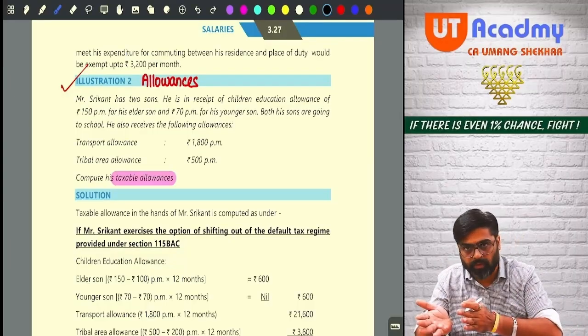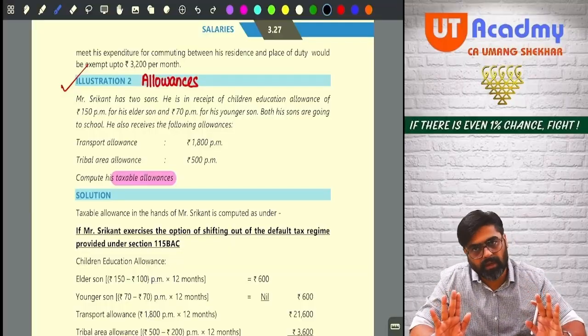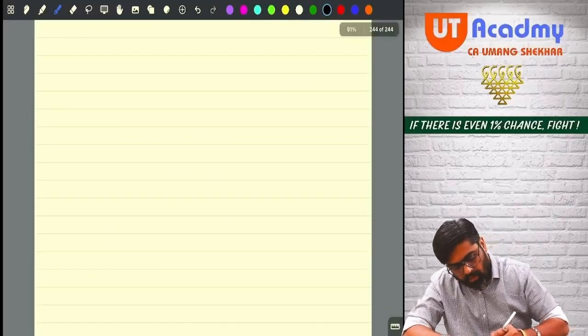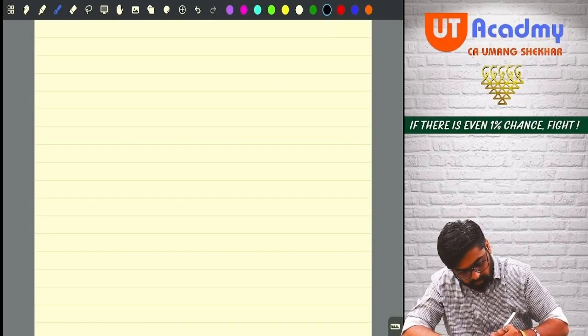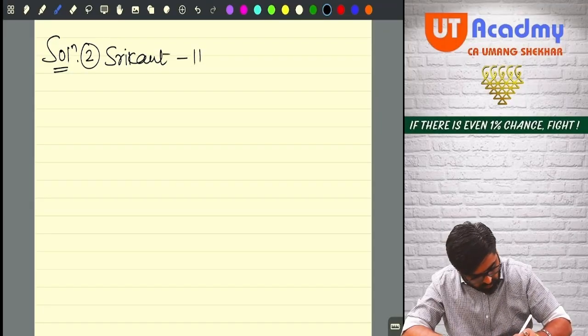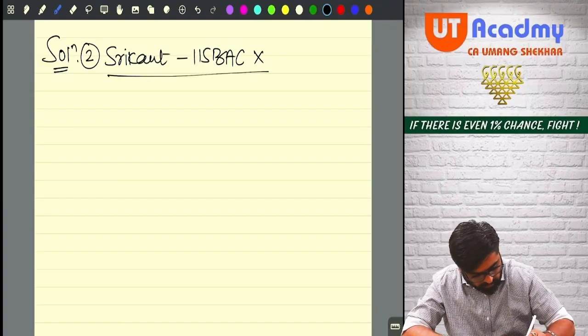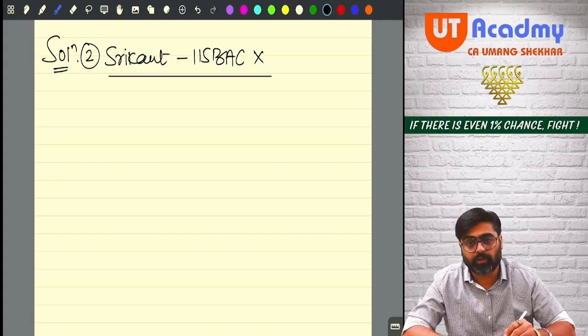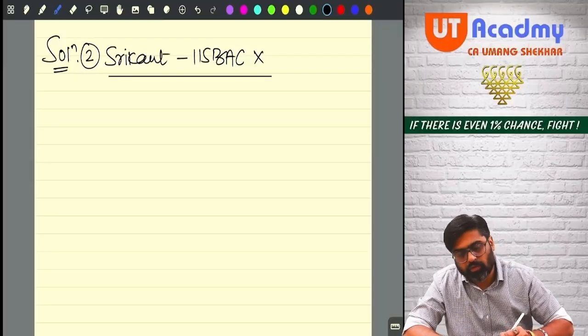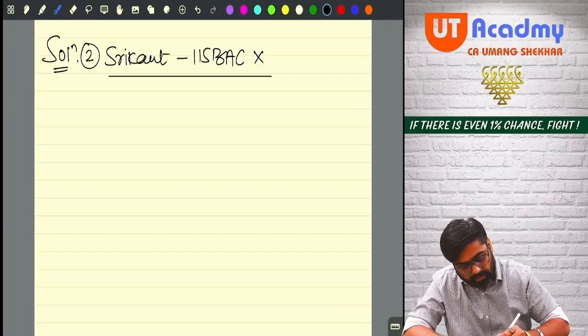What if he is following 115BAC? What if he is not following 115BAC? Okay. Now let's say, this is solution number 2, Shrikant is not following 115BAC. First of all, not following 115BAC. Okay. Now tell me, he is receiving which allowance first? Children education allowance.